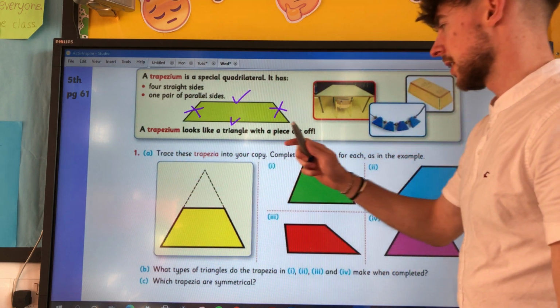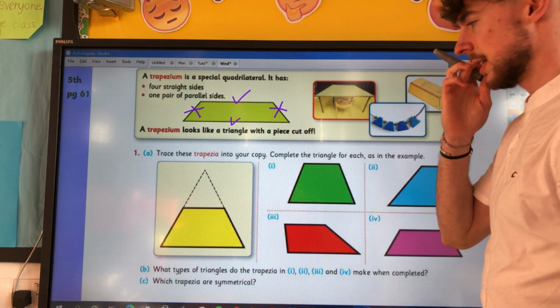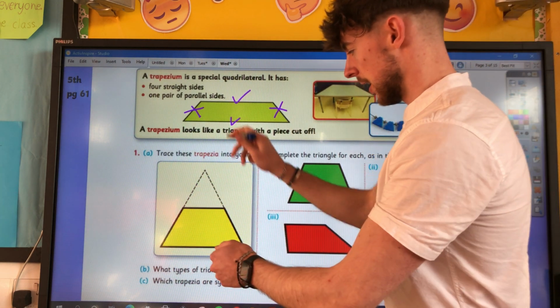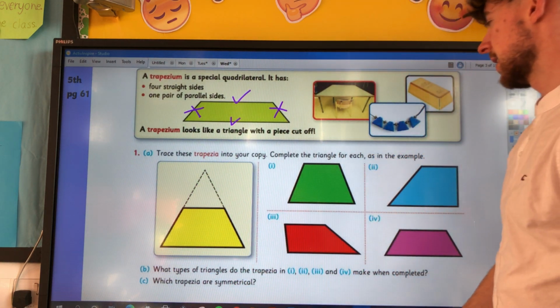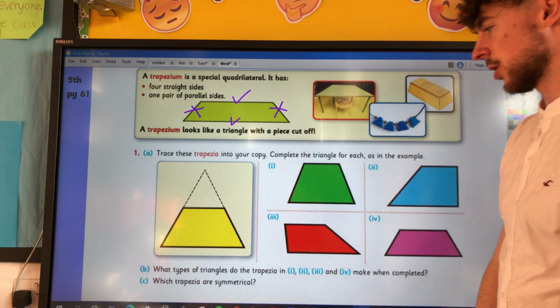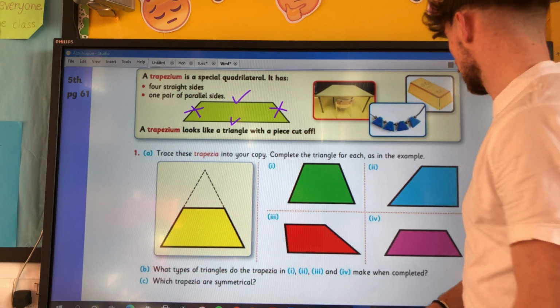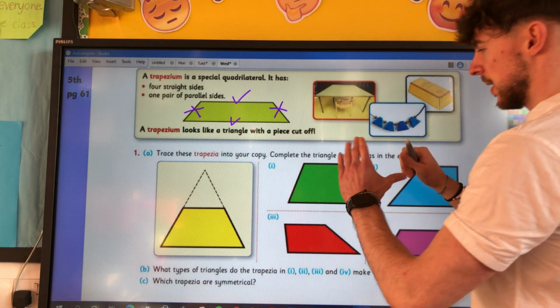So, these trapezia into your copy. They want you to trace these in. So put your page over it and trace over it. Then complete the triangle for each. You're going to use your ruler. So you're going to cover your page over here. I'm going to get my page and cover it over.